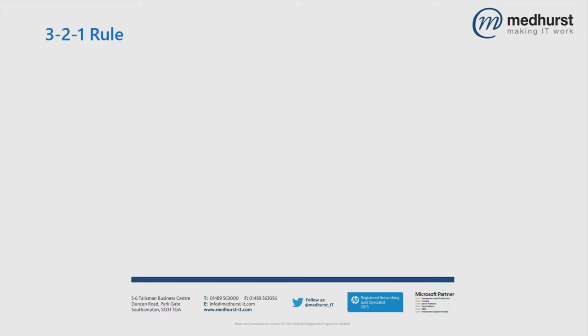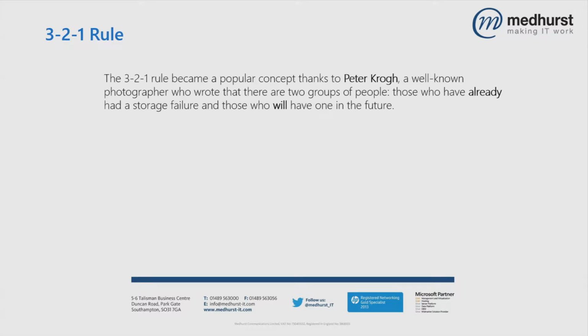So I just wanted to talk very quickly about the 3-2-1 rule. Okay, and this was written by a guy called Peter Croft, I think his surname is, an American guy. He said there are 2 sorts of people. There are people that have already had a storage failure, and there are people who will have one in the future. And that really means that if you own something that can fail, the average or the probability will say that that thing will fail eventually.